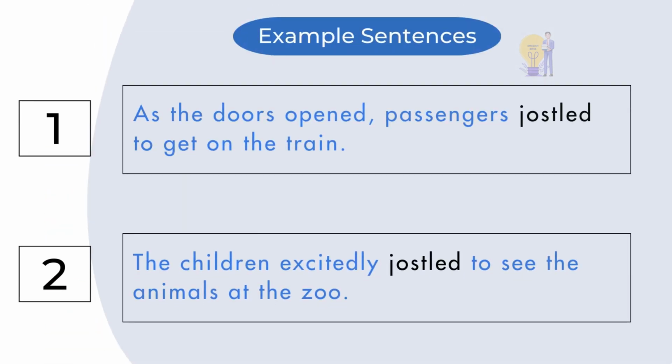The example sentences are: number 1, as the doors opened, passengers jostled to get on the train. Number 2, the children excitedly jostled to see the animals at the zoo.